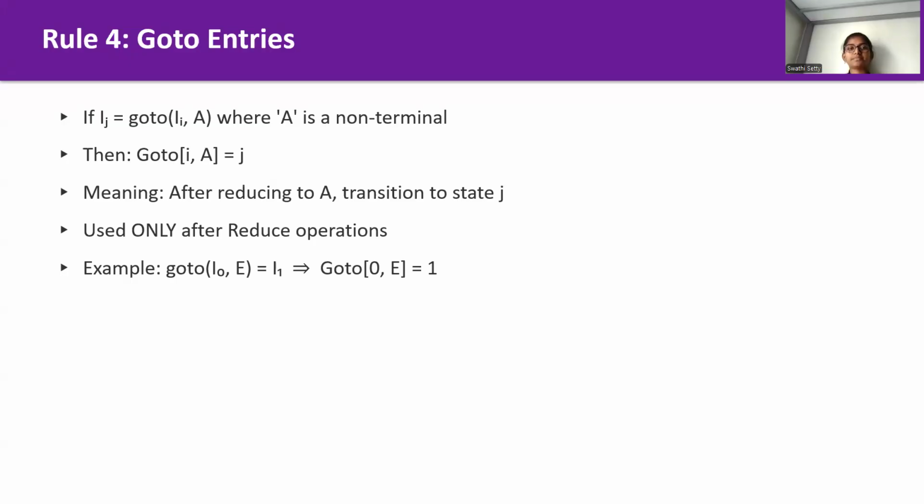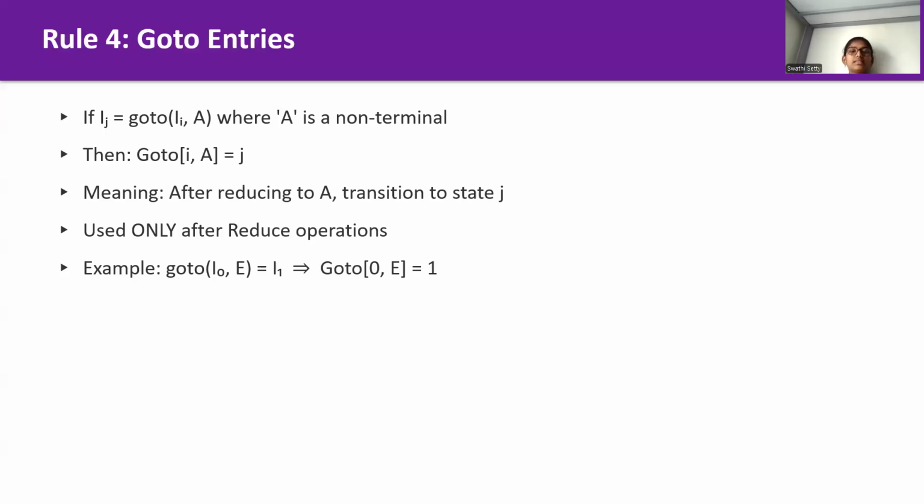J comes from I_j, and this means that after reducing to A, transition to state j, used only after reduce operations. Example: goto of I0, E is equal to I1. This means that goto of I0, E is equal to 1. That is, here 0 has become the row number and E has become the column in the goto section. 1 has come from I1.